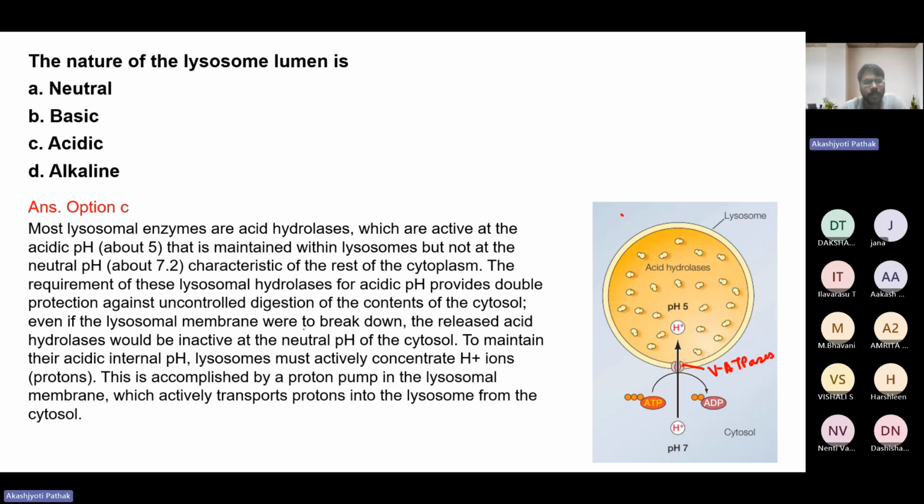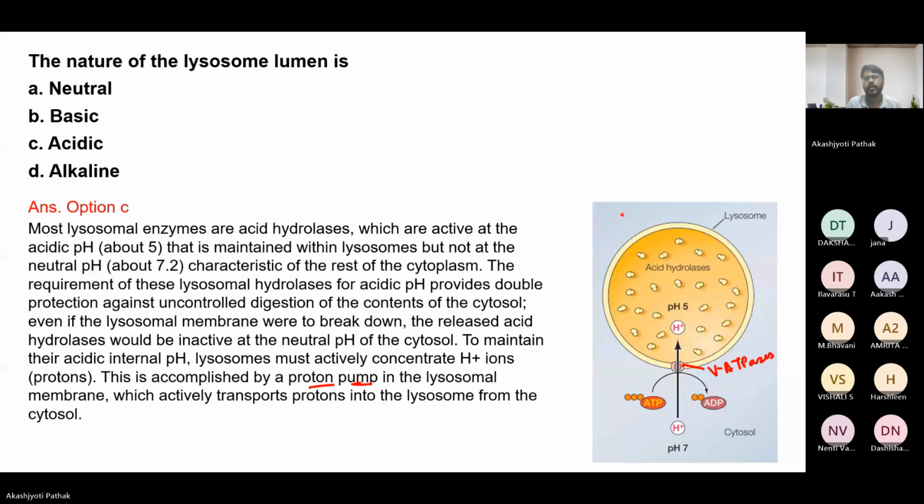Even if the lysosome membrane were to break down, the released acid hydrolases would be inactive at the neutral pH of the cytosol. To maintain their acidic internal pH, lysosomes must actively concentrate proton ions, and this is accomplished by a proton pump. This proton pump actively pumps protons inside the lumen of the lysosome. Okay.